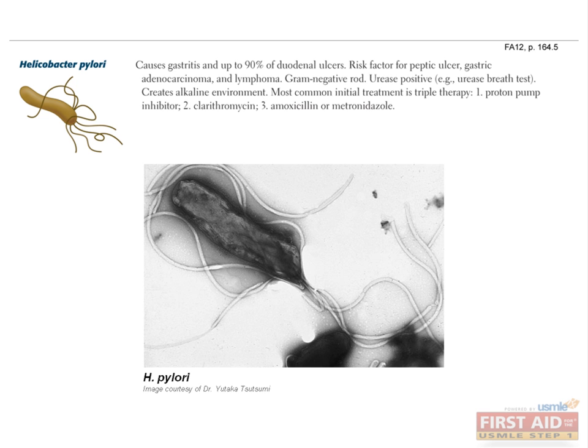In practice, however, the urease breath test is rarely, if ever, used. Instead, the presence of serum H. pylori antibodies or H. pylori stool antigen is commonly tested. Treat with triple therapy, which today most commonly consists of a proton pump inhibitor, clarithromycin, and amoxicillin or metronidazole.